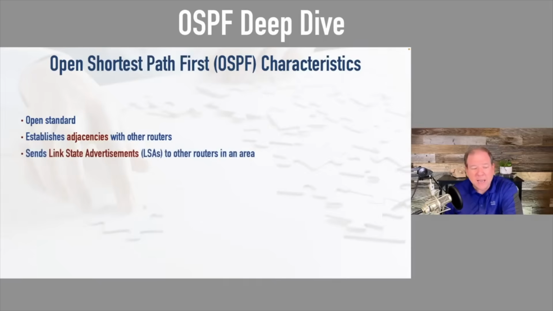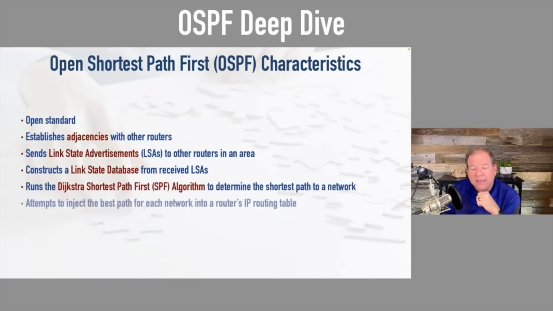We'll talk about that. But we're going to be sending these LSAs throughout an area, and we're going to be able to build a map for the area. And that map, we said, is going to be in a link state database. We're going to run that Dijkstra algorithm on it.